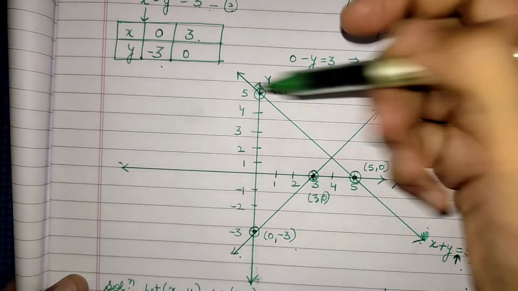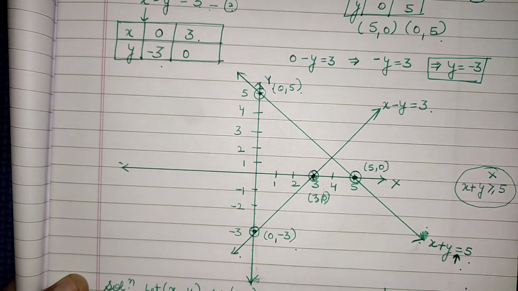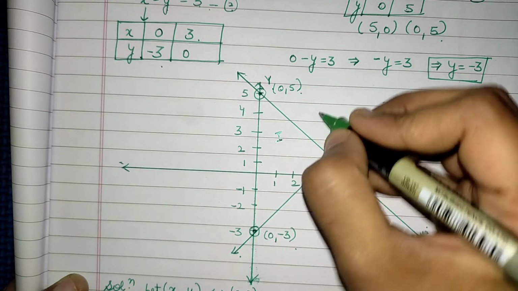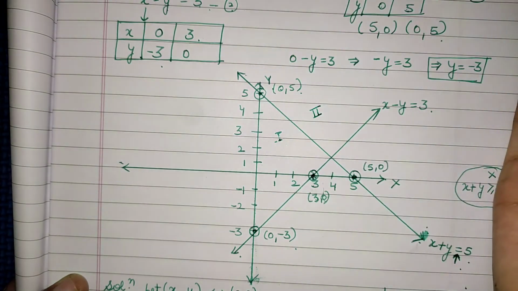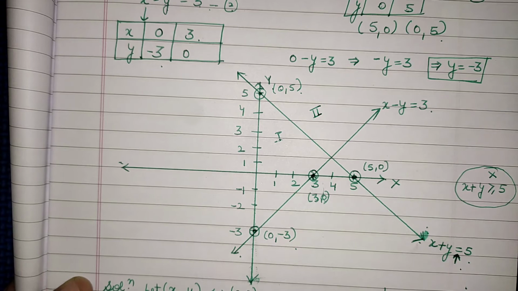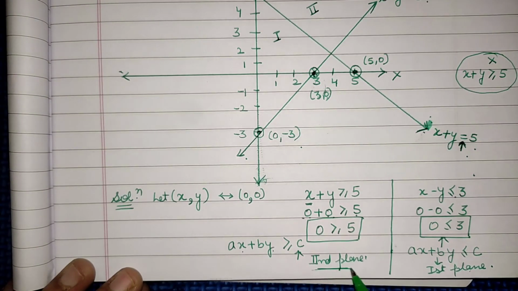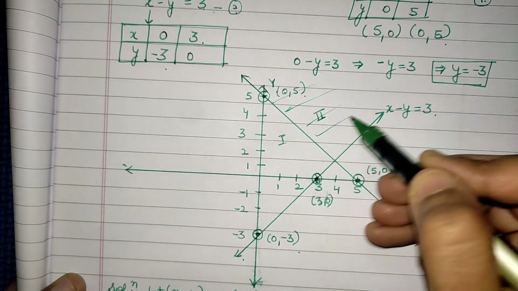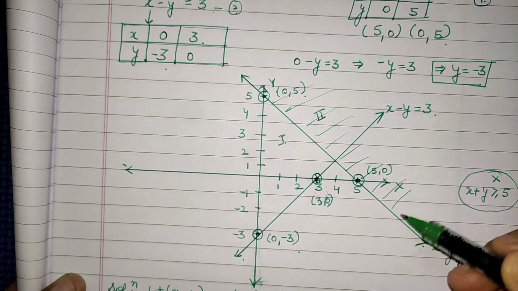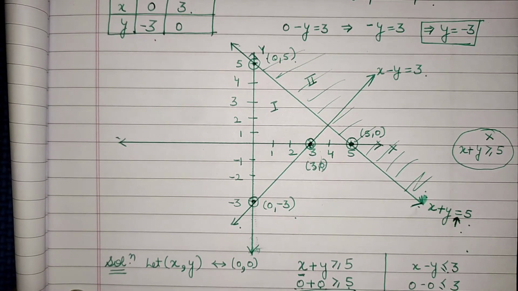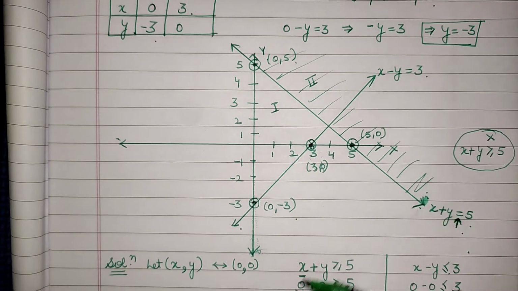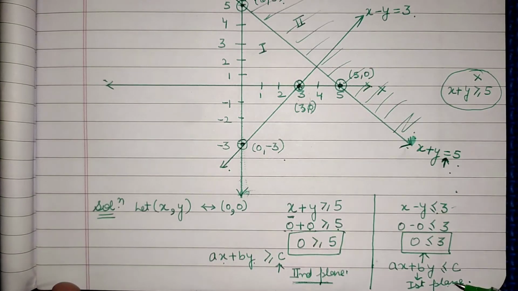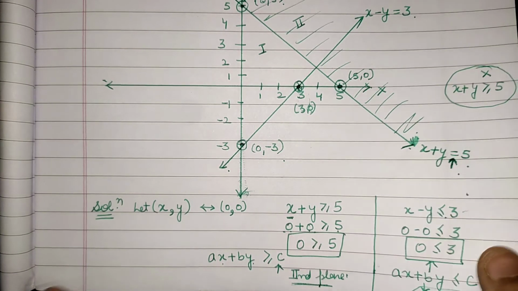Okay, so now for this line x plus y is equal to 5, what will my first plane be? The first plane is towards the left hand side of the line, and the second plane is towards the right hand side of the line, and the solution I have found is in the second plane. So this part will give me the solution for this line only, but I have to find the common solution, meaning the solution for both the lines should exist, and the second line says that the solution will be in the first plane.